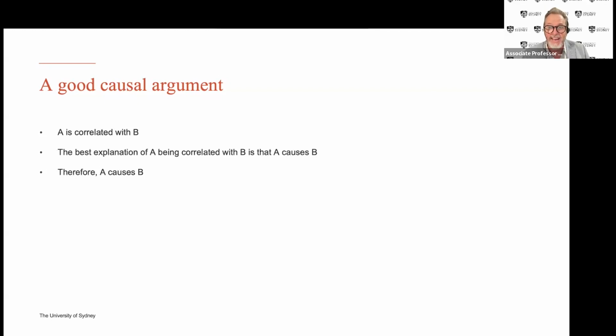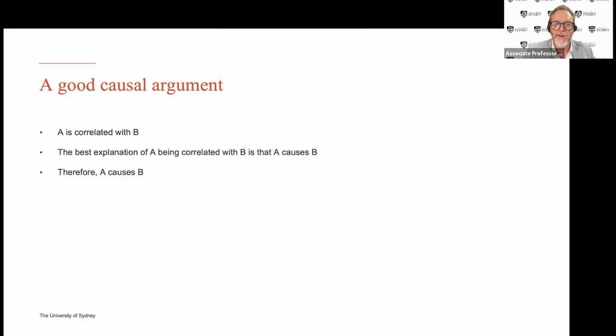So this argument in the context of, say, smoking and lung cancer would be, smoking is correlated with getting lung cancer, and the best explanation of that observed correlation is that smoking causes lung cancer. Therefore, smoking causes lung cancer.